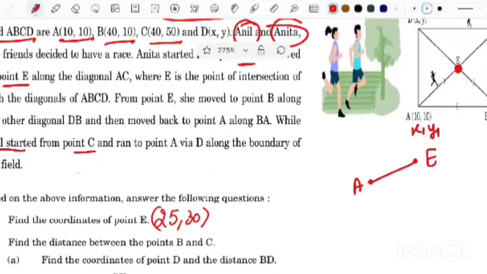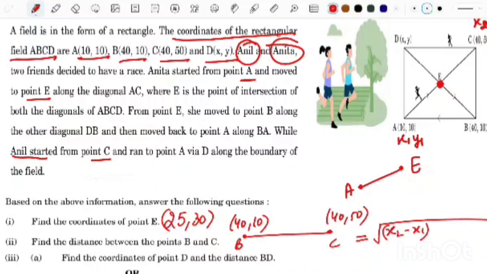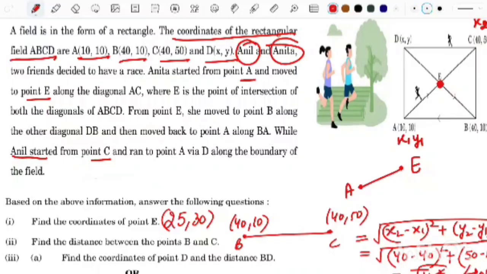It is also very easy. Just apply the distance formula. This is point B, this is point C, this is 40, 10, this is 40, 50. Okay, what is the distance formula? BC equals the square root of x2 minus x1 whole square, plus y2 minus y1 whole square. You know the formula. (40 minus 40) whole square, y2 is 50, 50 minus 10 whole square. 40 minus 40 is 0, 50 minus 10 is 40. 40 square, that is 40 units. 40 units is our answer. Done.